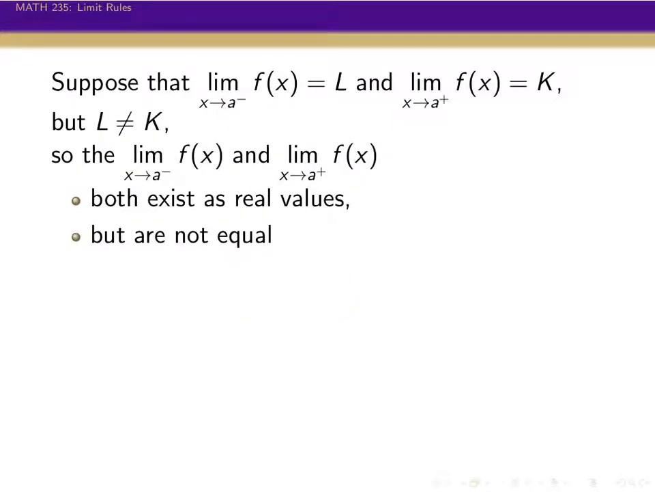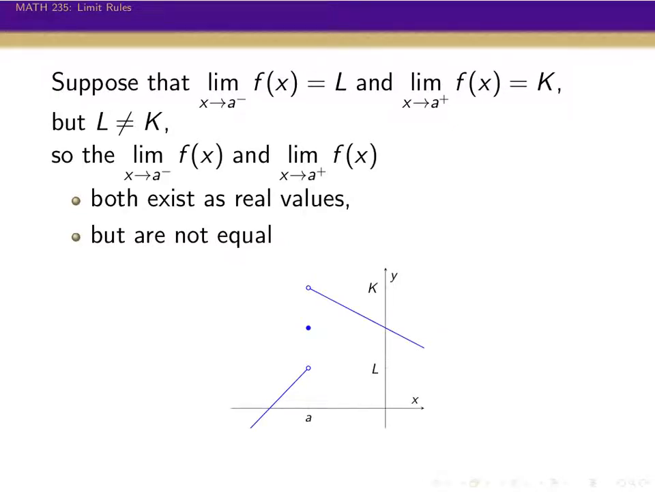Okay, so then the next thing that can go wrong is, let's suppose that we still have values for the two one-sided limits. On the left it's going to L, on the right it's going to K, but now these don't line up with each other. So there's a break between these two. The two limits both exist, and they exist as real values, but they are not equal to each other. So what's that going to look like here? There's some gap between them.